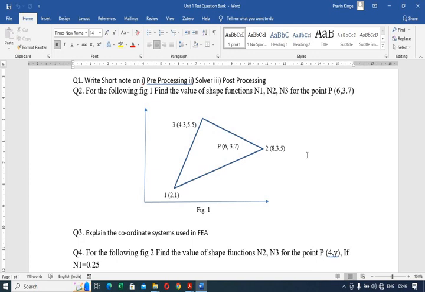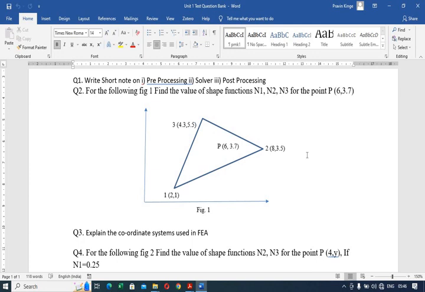So the third question which can be part of your end semester examination is: explain the coordinate systems used in FEA. Basically 3 coordinate systems are used in the finite element analysis. Those are local coordinate system, global coordinate system and natural coordinate system.